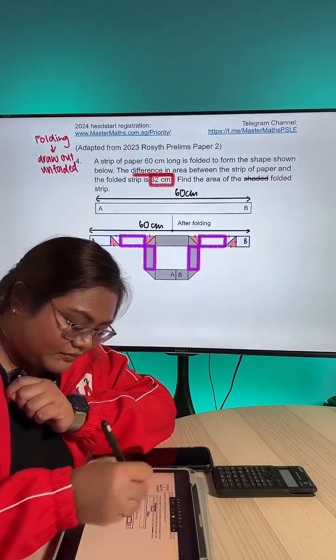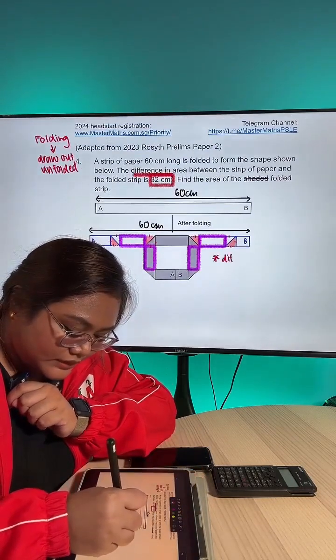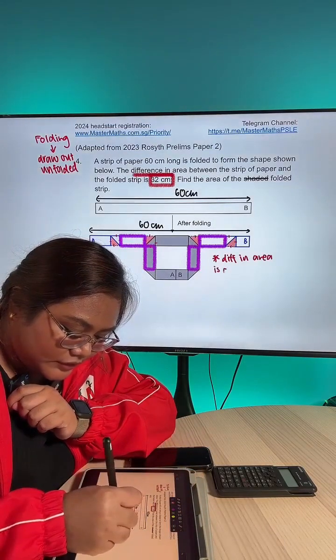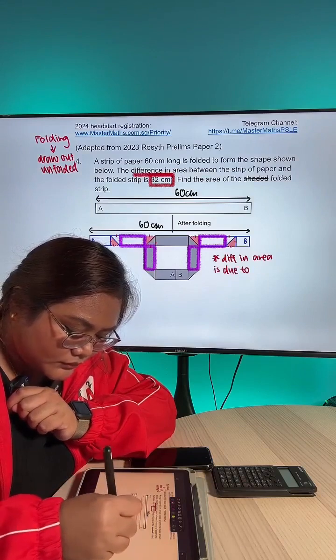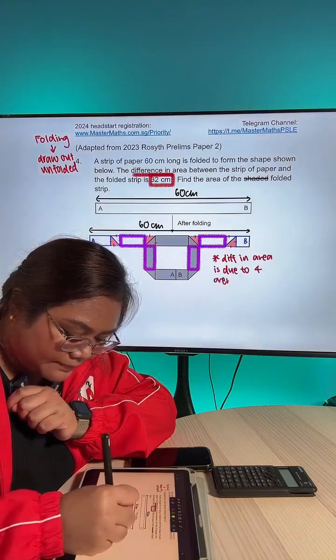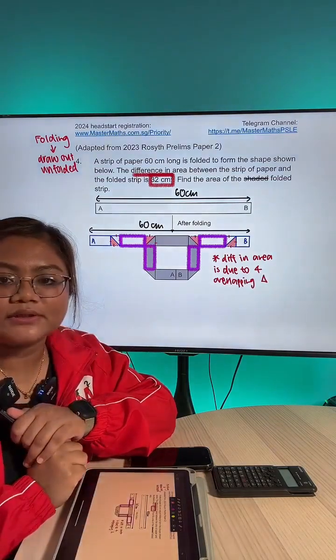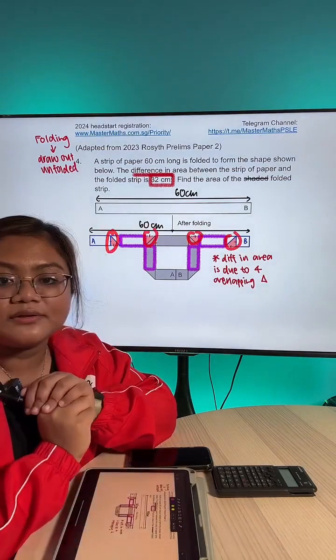Okay, let me write down maybe here. Difference in area is due to 4 overlapping triangles. Okay, the 4 triangles are 1, 2, 3, 4. Okay?